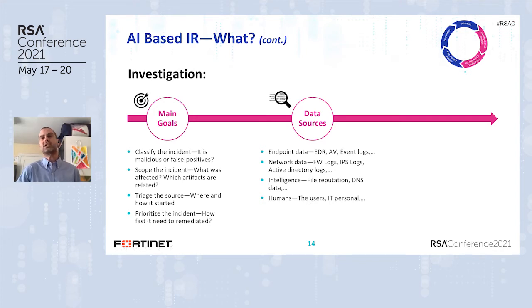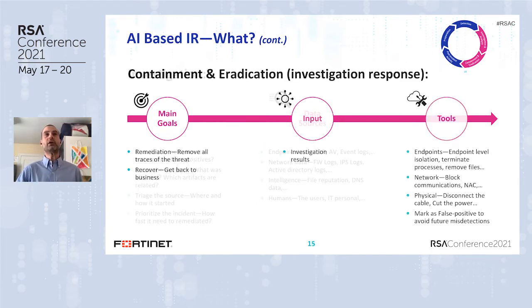And what are we using as a data source? Almost anything that can serve us within the environment. That means endpoint data, network data, intelligence, sandboxes, reputations, and of course, humans. We'll talk a lot about the fact that humans are needed in order to keep on tuning the system. Moving forward to containment, and that's, of course, already part of the immediate response. What are our goals? Our goal is to remediate.